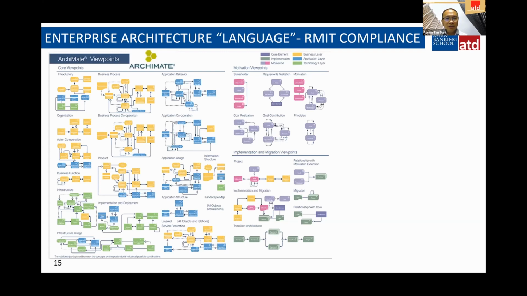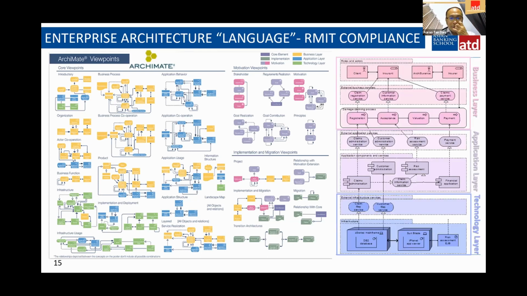If you see here, they have the motivation in the purple color. This is actually targeting business people. The yellow is targeting senior management level. The yellow part is targeting the business people. The blue one is targeting the application. The green one is targeting the technology people. And the purple one is actually targeting the project team, right? So almost everything that you can imagine happening in the enterprise, you can describe in this language.